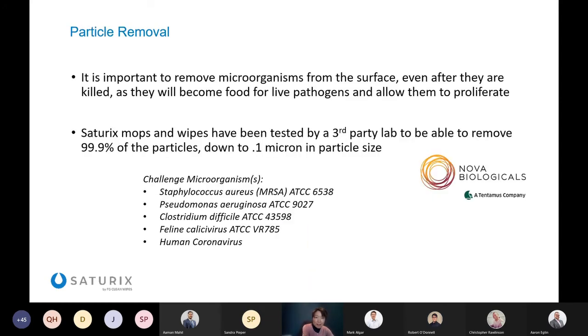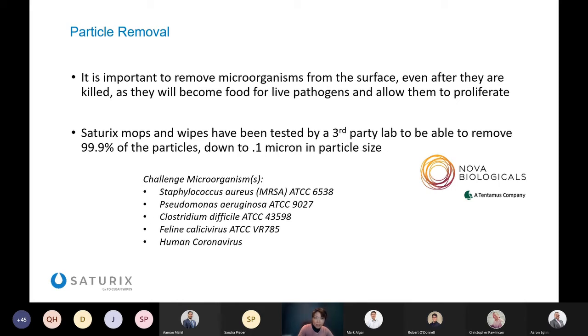So let's talk about the microbe removal. You may be wondering, for a lot of facilities, we use chemicals that have kill claims, so those microbes are already dead. Why do we need microfiber to remove them? Well, the truth is that those microbes are stubborn. Even though they're killed, they can become food to feed live pathogens and allow those live ones to proliferate. That is why it's essential to remove those dead microbes from the surface.